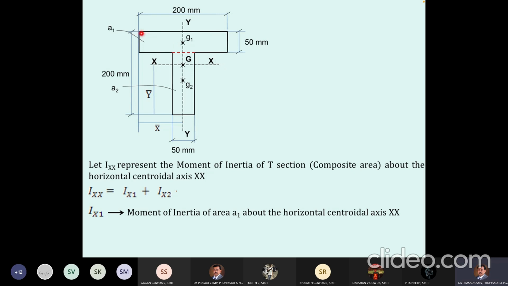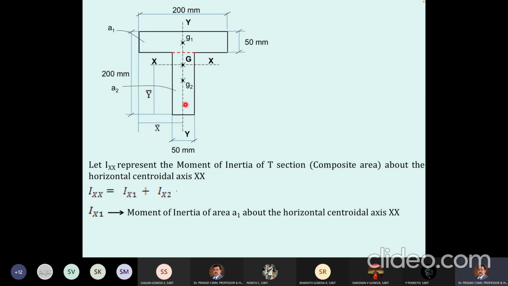So to calculate the moment of inertia of this rectangle about this axis, I can apply what theorem? I can apply the parallel axis theorem. That means I should be able to tell the distance between the point G1 and this axis passing through G, or the axis XX.